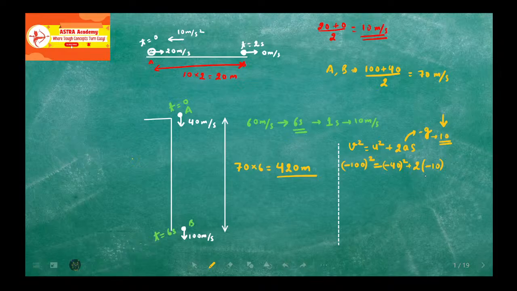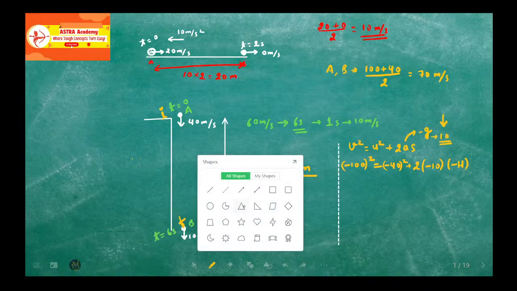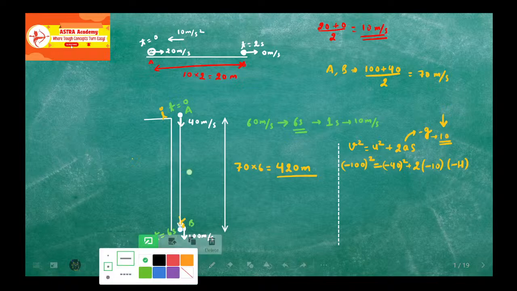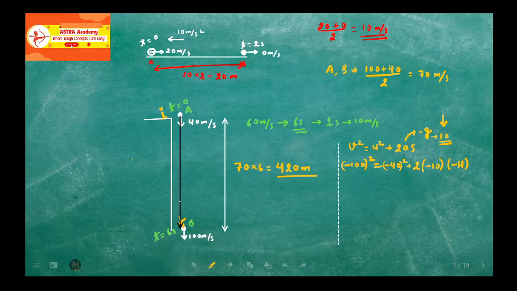And h, I should write minus h, in fact, because the body is displacing from point A to point B. So this is the initial position and this is the final position. If we observe carefully, the body is displacing from initial towards final position, and the direction of the displacement vector is downward, that's why the displacement will be negative, right?